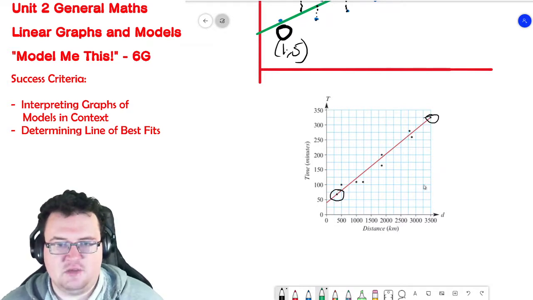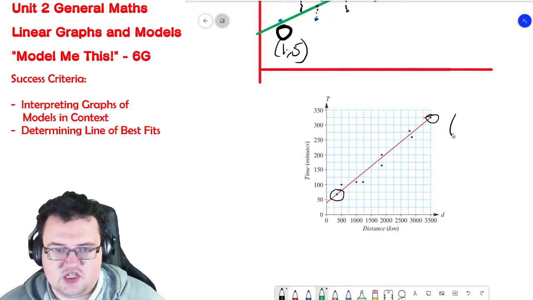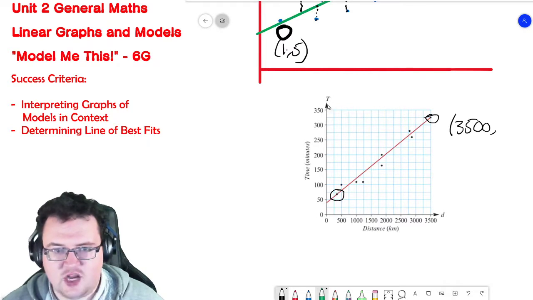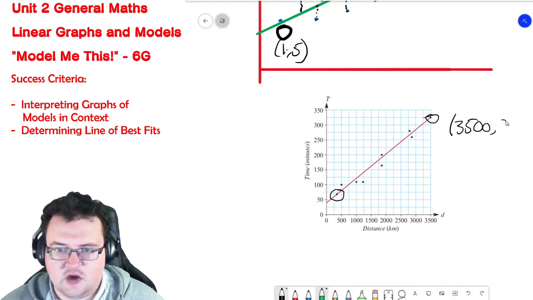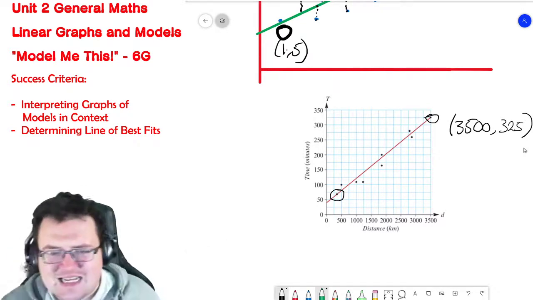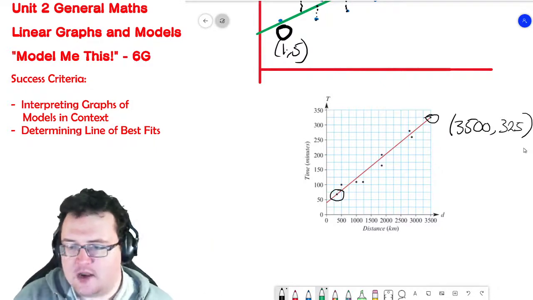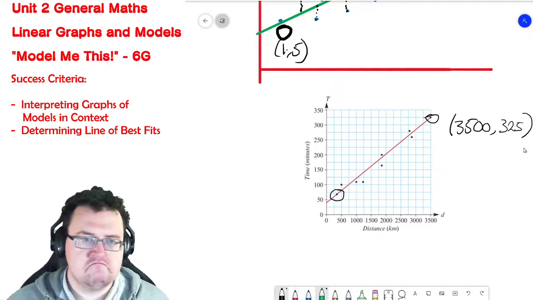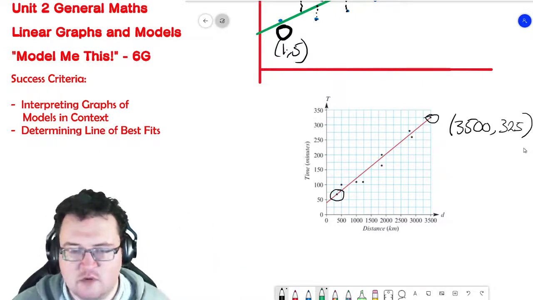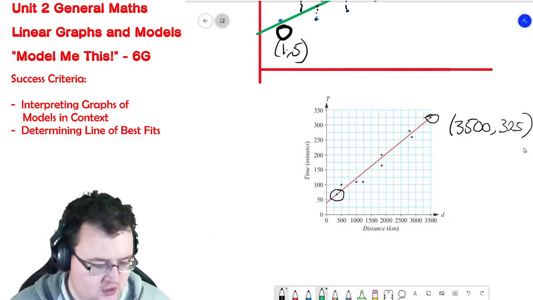All right, the one on the right is much easier because it is 3,500, comma, and then it is on the blue line halfway between 300 and 350. So that makes it nice and easy. That's 325. The other one is a little bit more flexible. All right. People are going to disagree, but as long as you're within a reasonable margin of error, you can work with that.